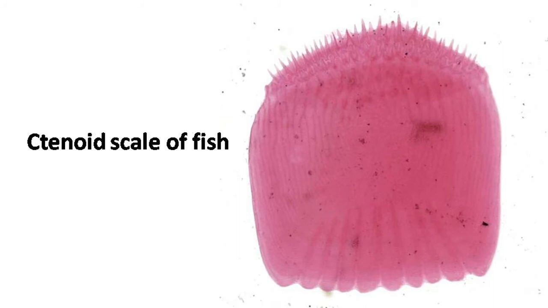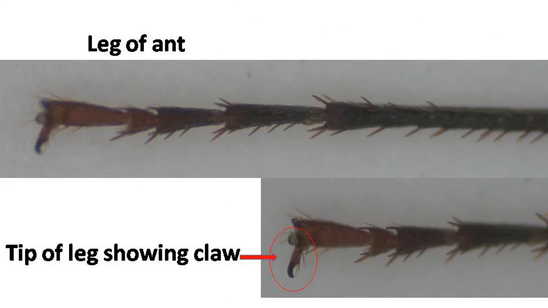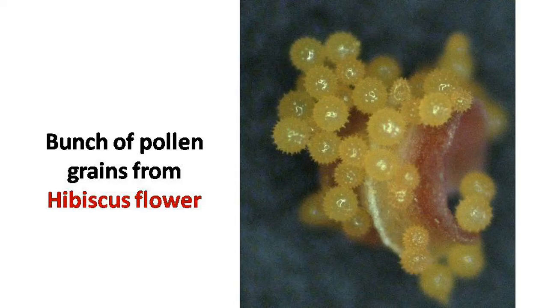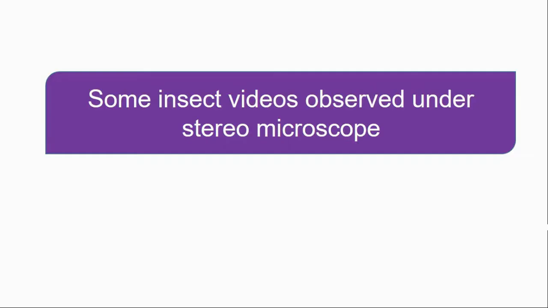This is ctenoid scale of fish. This is leg of ant. At the tip of the leg, you can see clearly the claw. These are bunch of pollen grains from hibiscus flower. Some insect videos that we observed under stereo microscope I would like to share with you all.